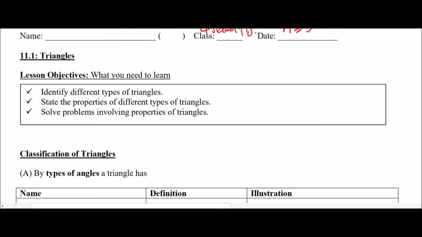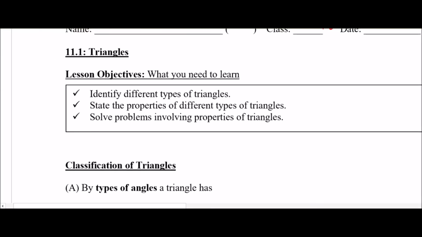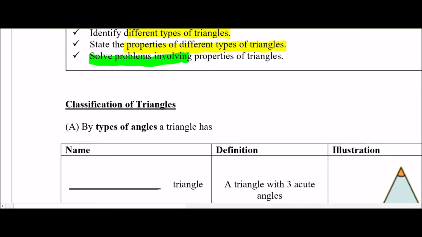Okay, let's move into what we're going to learn for this video. In this video, we're going to learn to identify different types of triangles, right? Not all triangles are made equal, of course. State the properties of different types of triangles. We're going to focus on the angles concerning triangles. We are not too concerned about the area, the perimeter, so on and so forth. And last but not least, we are going to solve some problems involving these properties. Alright, so good. Let's move on.